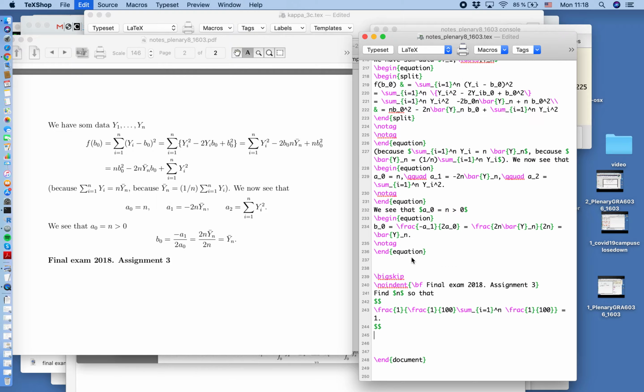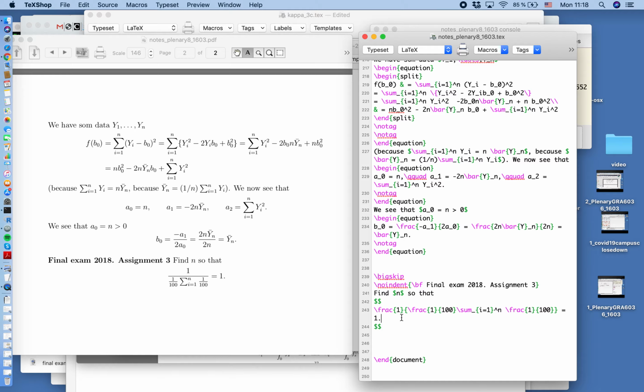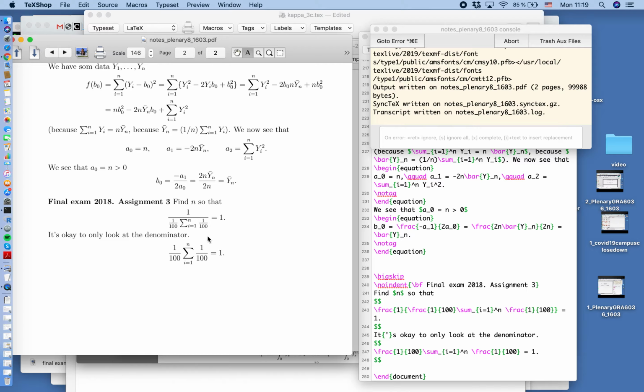So let's write down the exercise. So we are to find n, so this is true. And we immediately see that, well, for this fraction to be equal to 1, the denominator has to be equal to 1. Which means that it is okay to only look at the denominator. So we must have that the denominator is equal to 1, and it's easier to do the math if we only consider this one.